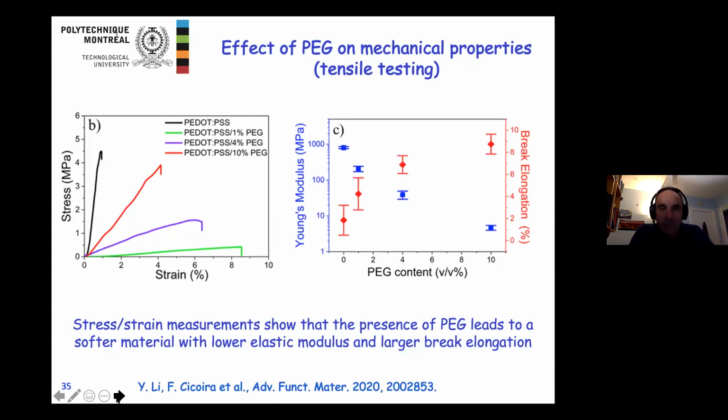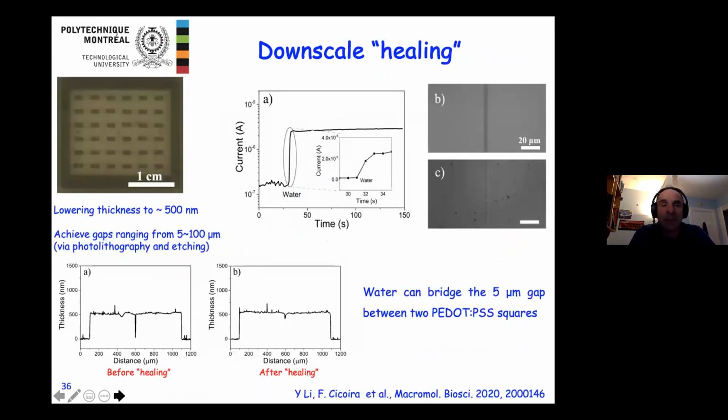So real imaging. Then of course we characterize the mechanical properties, and you can see here that by increasing the amount of polyethylene glycol in the material, you observe a different stress-strain behavior. Actually, when you add more polyethylene glycol, you obtain a softer material. So this means lower Young modulus and larger rupture strain. And this partially explains the fact that this material can be self-healable.